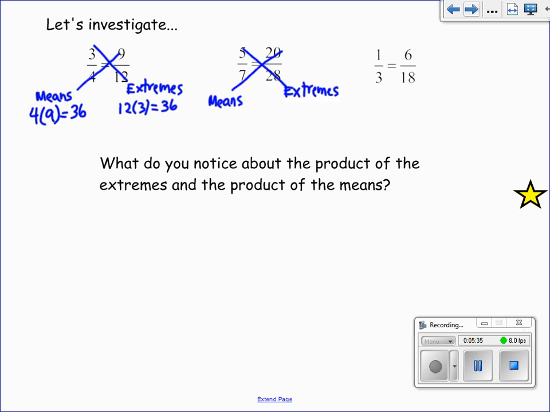All right, let's look at the products to see if this was a freaky coincidence or what. What's the product of the means, Luke? 140. Yeah, you got it by multiplying 7 and 20. Good. And what about the product of the extremes? What do you multiply to get those? Will? 28 and 5, you get 140. You get 140 again.